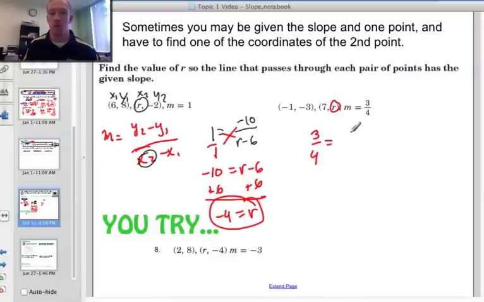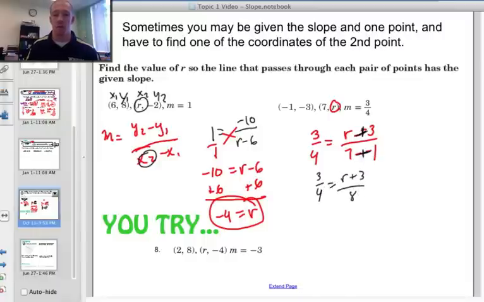So this is our y2 coordinate. So we have r minus -3 over 7 minus -1. Alright, now a minus a negative is going to be a plus, and minus a negative is going to be a plus. So we have 3/4 equals r plus 3 over 7 plus 1 is 8. Cross multiply and solve. So we have 3 times 8 is 24 equals 4 times r plus 3. Remember to use the parentheses, r plus 3, from our last unit, and now solve.